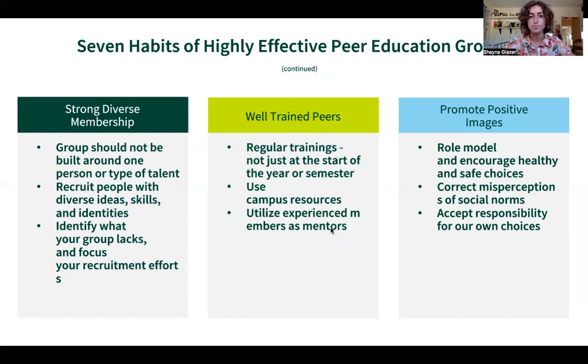trying to tackle. Well-trained peers might seem self-explanatory for a program like Pulse, but we're going to talk about it anyways. It's a positive habit of a productive group to make sure people are caught up on their regular trainings and use campus resources to find success. Training peers to understand where to go for aid and assistance can also encourage reliance on experienced members as mentors, which promotes pathways of teaching between members, not just those that are leads instructing those that are educators.